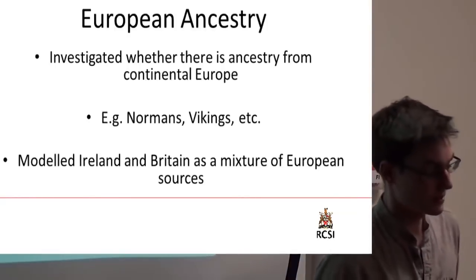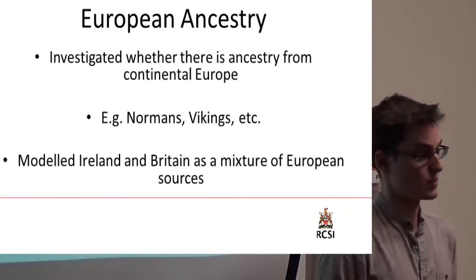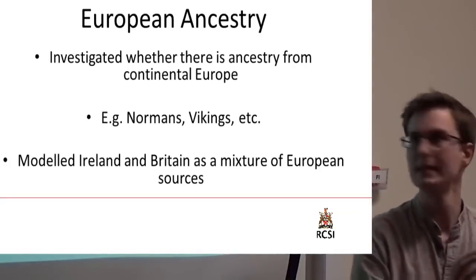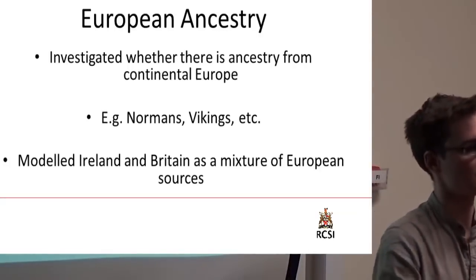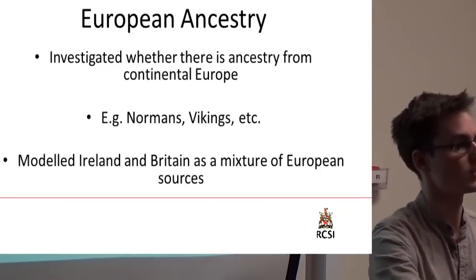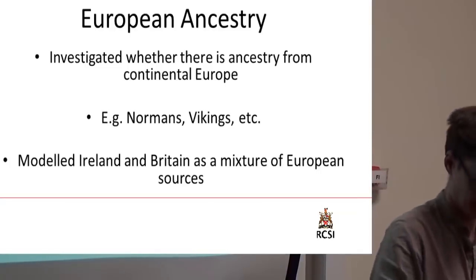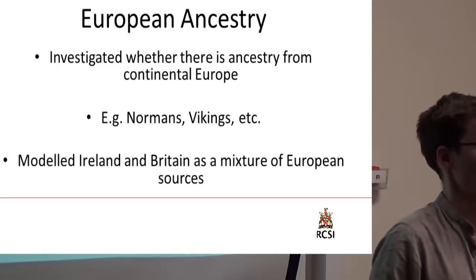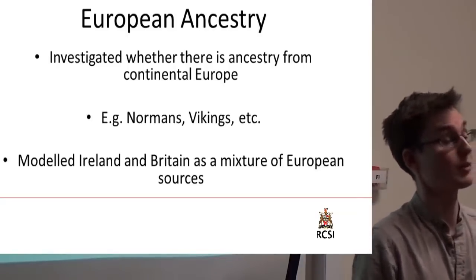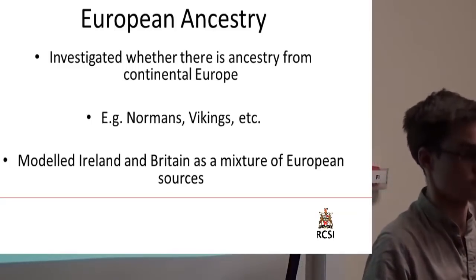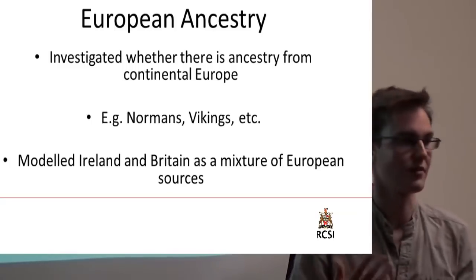And then finally, we looked at European ancestry. So we wanted to see whether different regions in Ireland, or Ireland or Britain, have different affinities to regions within Europe. So for example, if a load of Spanish dropped ashore ages ago into Munster, we'd probably see that and detect that using this analysis, with a massive spike in Spanish ancestry in Munster. This is kind of the idea.